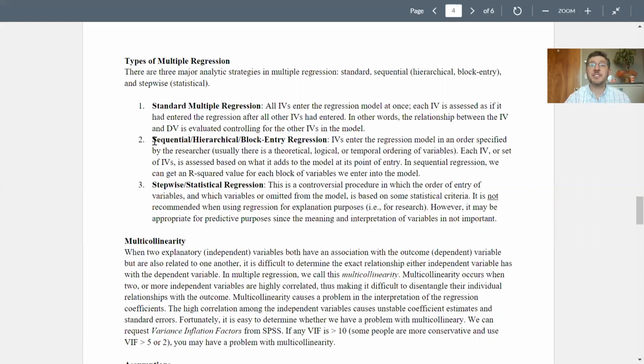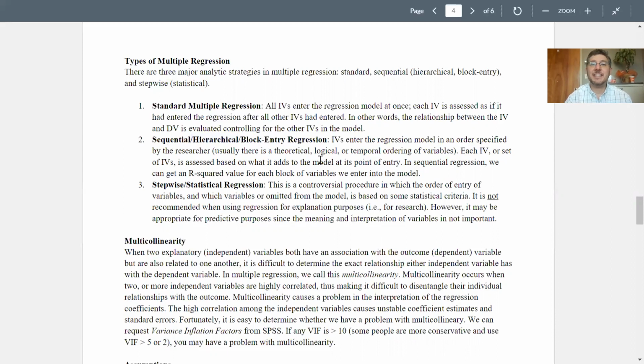Another type of regression analysis is called sequential, or I call it block entry regression. It's where we're entering sets of variables into the model at different times and assessing the relationship between the variables at each time. I think Tabasha and Fidel call it sequential. I like calling it block entry because you're entering a set or a block of variables into the model. You may also hear it called hierarchical regression. There's another type of analysis, hierarchical linear models, which is a completely different thing. So I don't like using the term hierarchical, but you may see that somewhere.